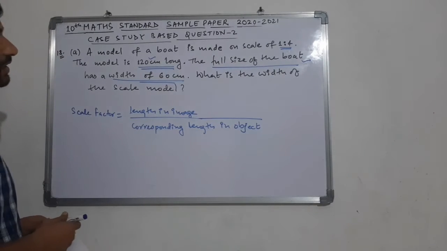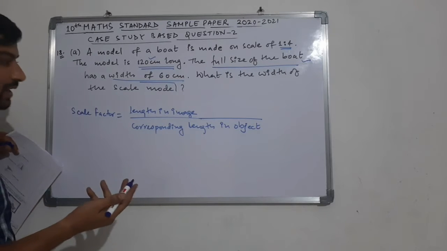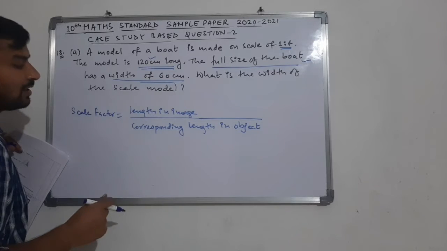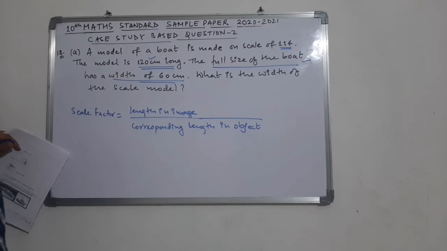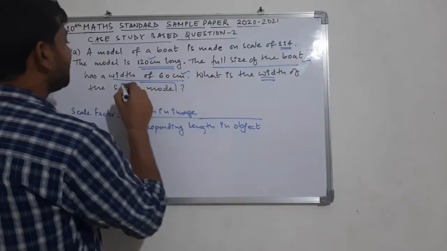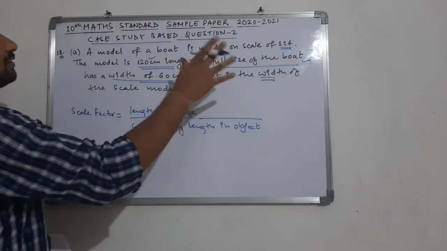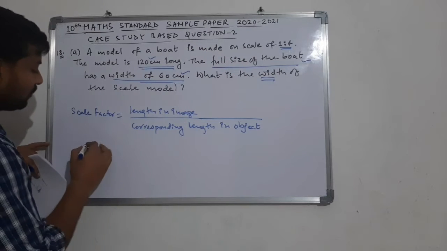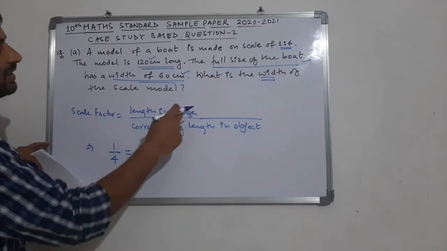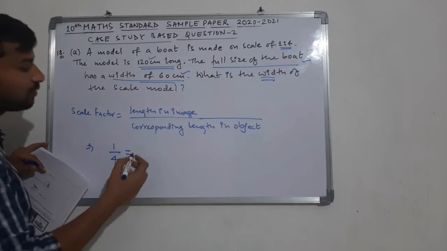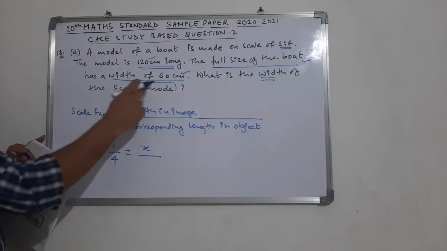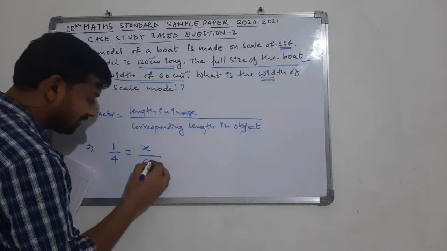अगर हम यहाँ पर देखें, स्केल फैक्टर जो होगा वो लेंथ और ब्रेथ दोनों के लिए अप्लाई हो सकता है. The scale factor is defined as length in image divided by corresponding length in object. So here we have to find out the width, so we can consider only the width of this. So we have to consider the width of the full size of the boat. So clearly the scale factor here is 1:4, that is 1/4. The length in image we have to calculate, so let me call it x, and the length in the object is the width here as 60 centimeters.